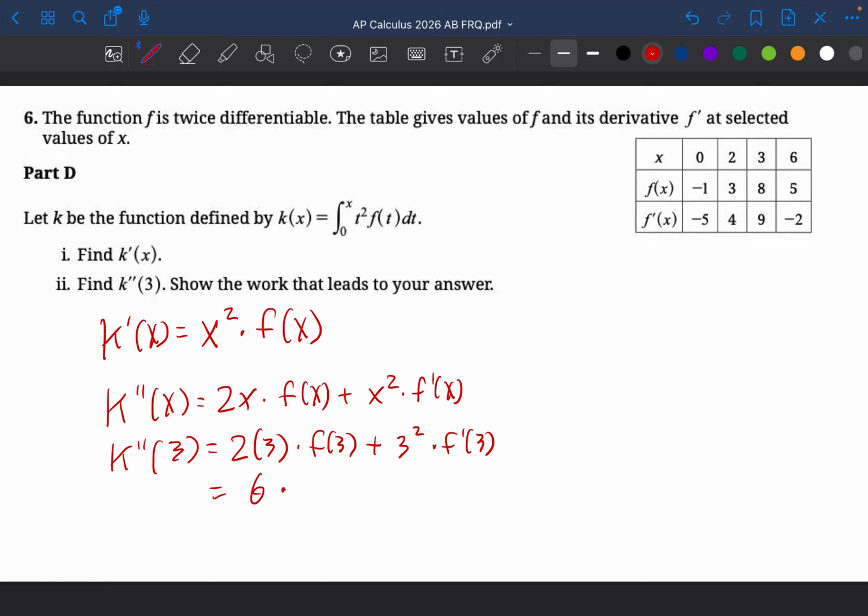So 2 times 3 is 6 times f of 3, that equals 8. And then 3 squared, that is 9, times f prime of 3. Whoops, f prime of 3 is 9. F of 3 is equal to 8. There we go. So that's 48 plus 81. So added together, we get 129 is our value for k double prime of 3. And we'll label that just for good measure, positive 3.